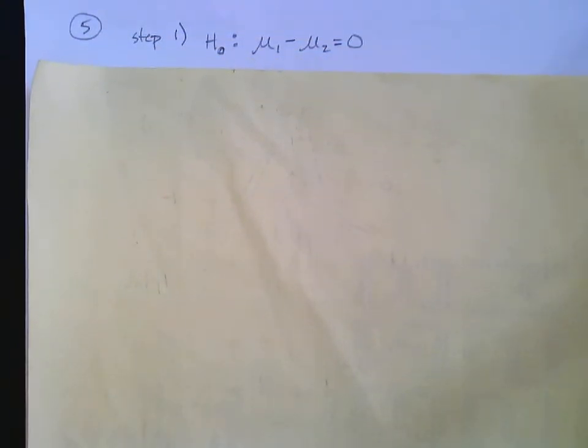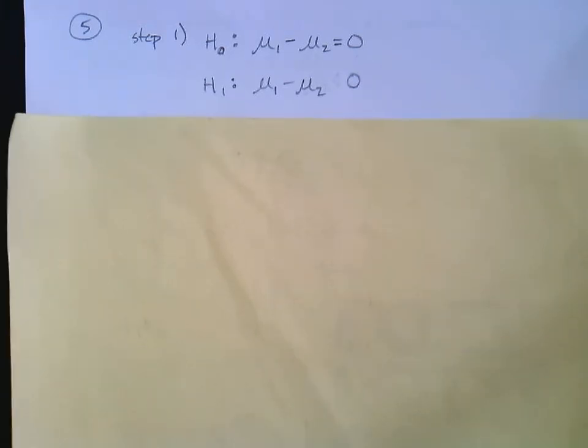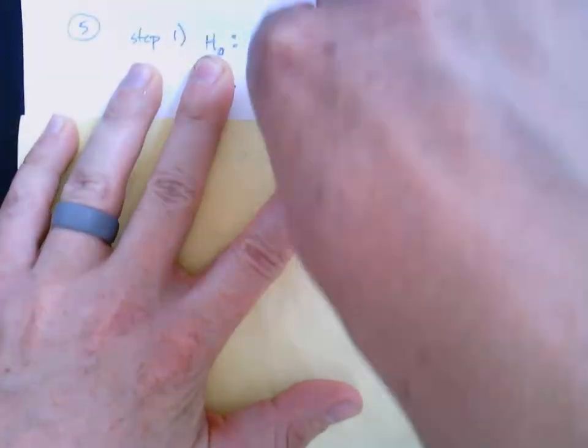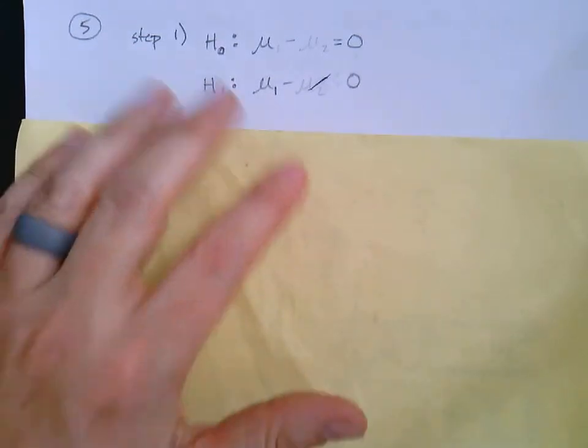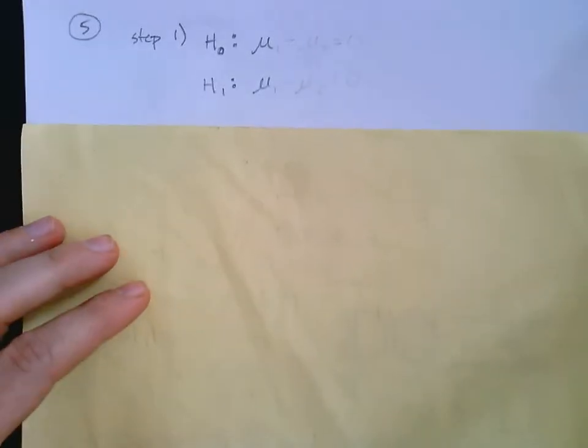So step number 1, the null hypothesis. Well, that might look familiar. We assume that the difference between them is 0. The alternative, let's think about this. Mu1 minus mu2. How's this going to work? You know what? I realized something. I made a mistake here. It shouldn't be mu1 minus mu2.